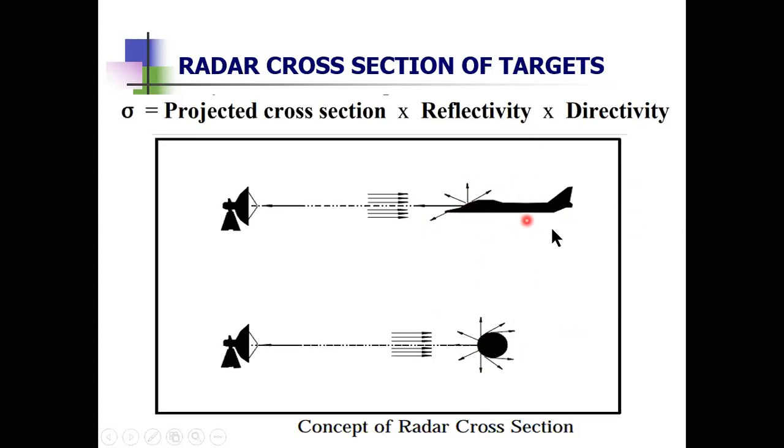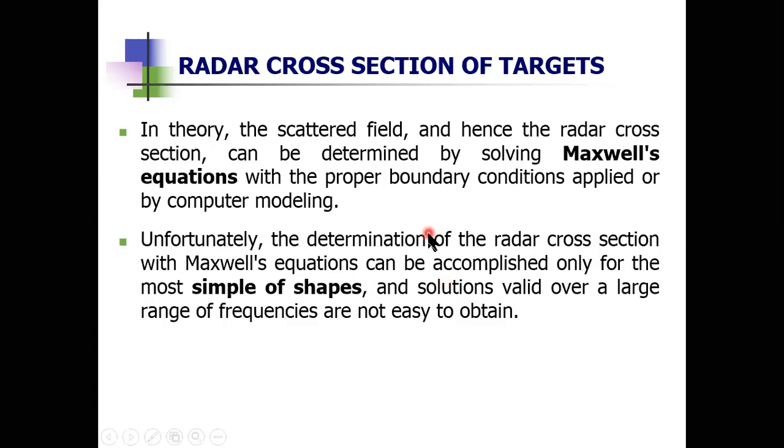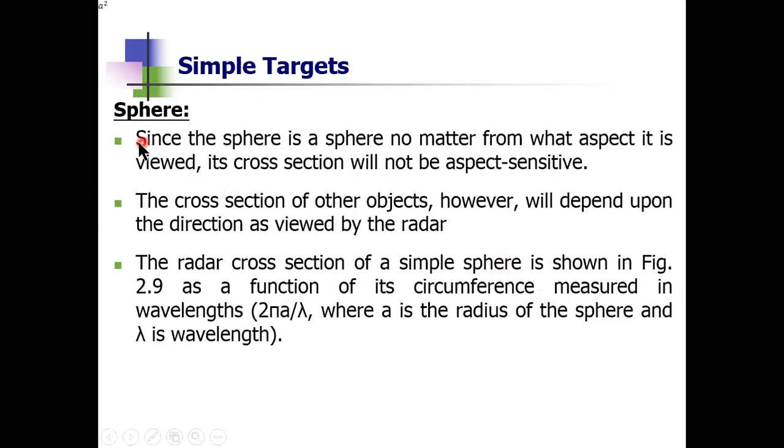So that's why the sigma of a complex target is calculated by describing the target as a collection of simple shapes, and then the total cross section is obtained by summing vectorially the contributions from the individual simple shapes. Okay, so that's how it is usually done. Usually we calculate the sigma using Maxwell's equations with proper boundary conditions or by computer modeling. And as I said, we cut them into simple shapes and sum vectorially the contributions from individual simple shapes to get the complex target. Now, the first simple shape we are talking about is going to be a sphere.